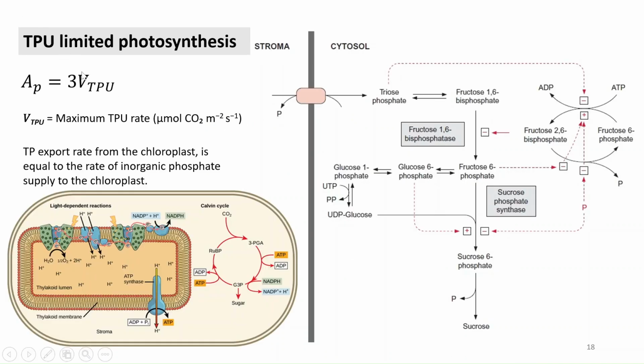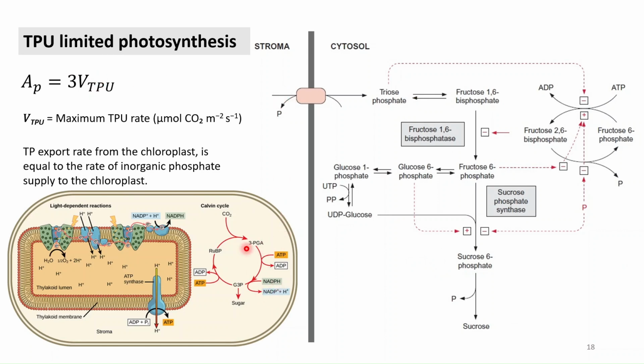Now we come to the TPU limited photosynthetic rate. In the TPU limited photosynthetic rate, the equation for estimating the assimilation rate limited by triose phosphate utilization is 3 into VTPU. VTPU is nothing but the maximum rate at which triose phosphate is being utilized. Now, I had earlier said what triose phosphate is. Triose phosphate is nothing but this G3P. G3P is also called triose phosphate. Now, this triose phosphate, when generated, is used in the manufacture of carbohydrates, as we learned during the Calvin cycle. So, what is given here is the rate at which this triose phosphate is utilized for the manufacture of glucose.